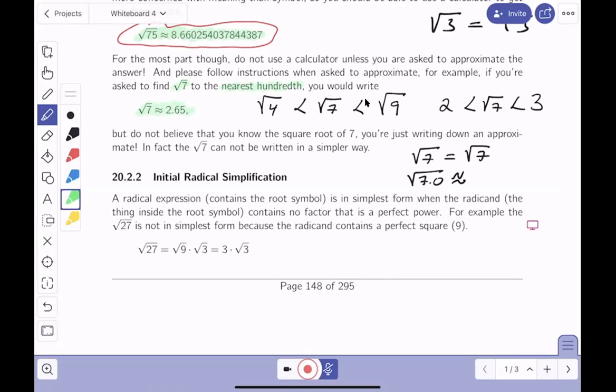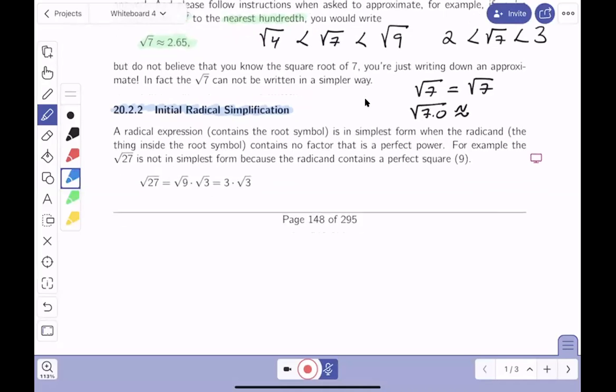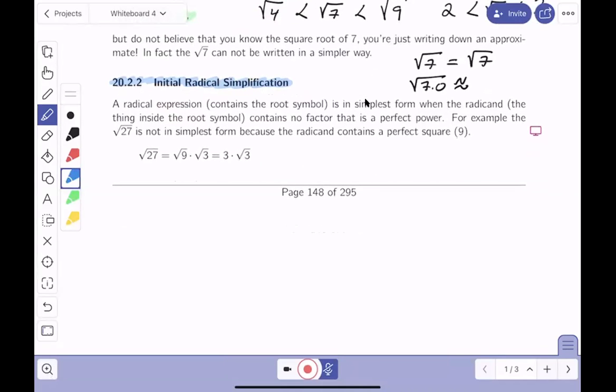All right, let's talk about initial simplifications. Generally speaking, we do not want you to use a calculator to do these problems over here. So I'm going to say a radical expression. What is that? It's something that contains a root symbol. What's your root symbol look like? It's got something like this in it somewhere, right? Nth root of something. We're going to say it's in simplest form when the radicand.